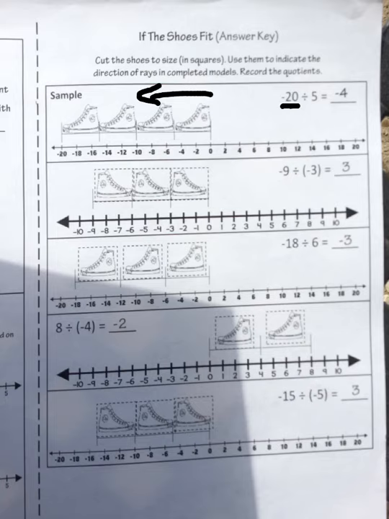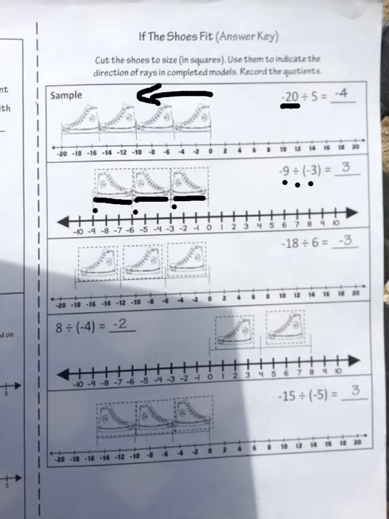Okay, next, negative 9 divided by negative 3. Okay, again, I have a negative and a negative. That makes a positive. So you can see the shoes are going to the right because it's a positive number. I've got 3 groups with this, and you can see how the shoes are sectioned off here. There's one, and there's one. And you can kind of see that there are three different sections to this, 3, 6, and 9.